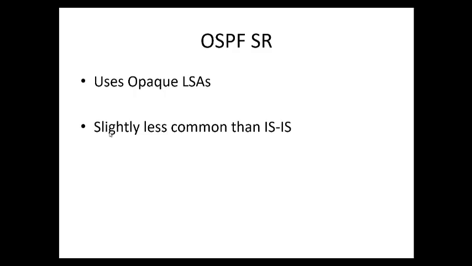Compared to ISIS, OSPF is less common. And there we saw TLV, here we saw LSA. Here the opaque field, like type 9 LSA to type 11 LSA, is used in OSPF to carry the SID IDs to other OSPF SR running routers.